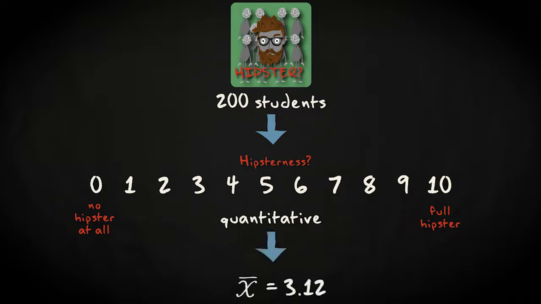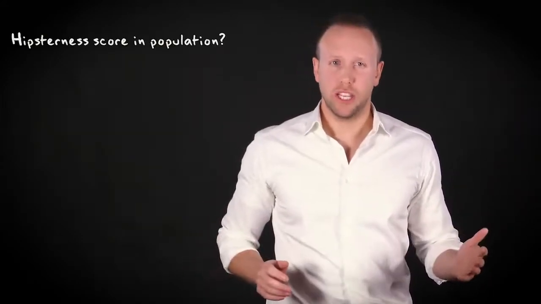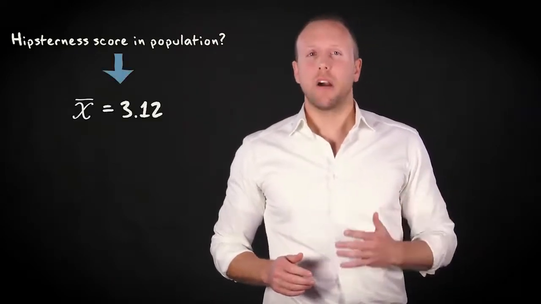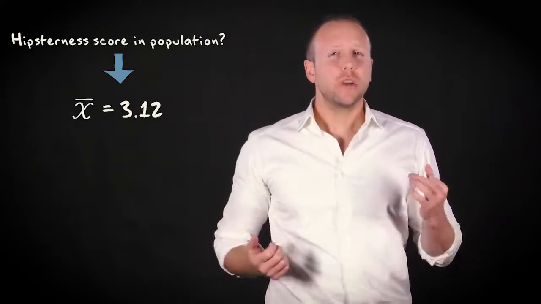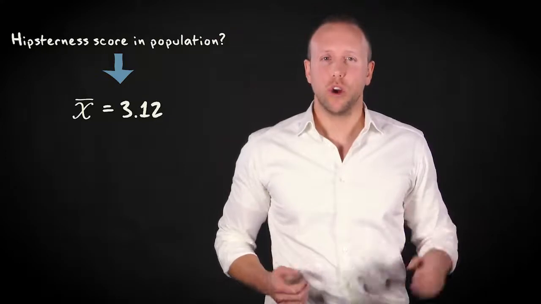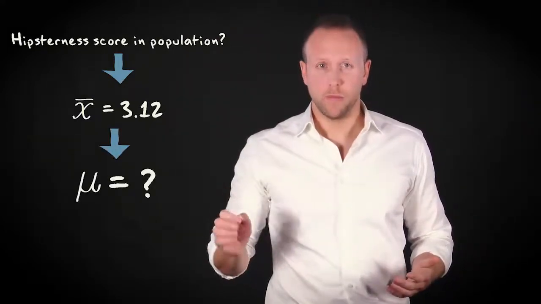Now imagine that the mean hipsterness score in the sample is 3.12. The central question now is what the mean hipsterness score in the wider population is. You know the relevant statistic in your sample. X bar equals 3.12. But what you actually want to know is what the mean hipsterness score in the wider population is. You want to know, in other words, the value of population parameter mu.